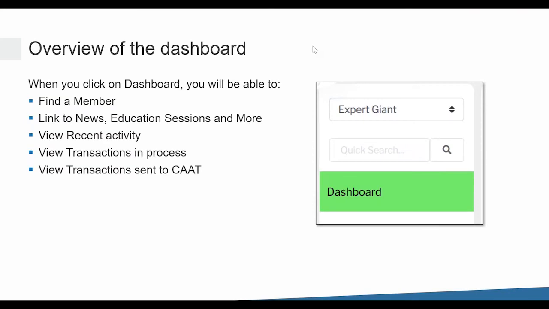The main page of the employer portal will provide you with the ability to view the processes available on the left-hand side of the page. The portal will start with the dashboard page that will provide you with the option to find a member and view recent activity, transactions in process, and transactions sent to the plan.